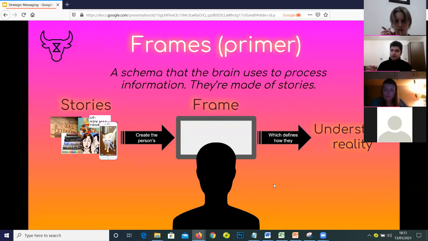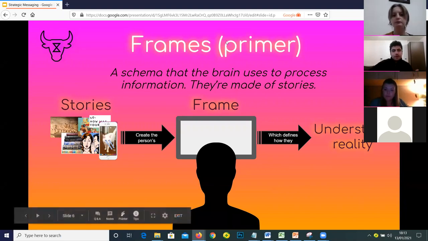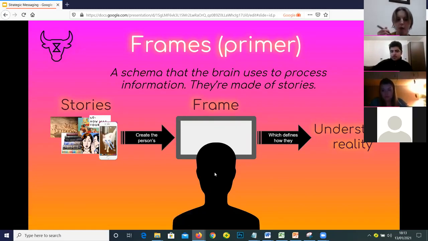And inside that frame, there's content, and that forms a schema or a data model or just some sort of interpretive process which defines how the person, or the person's frame, understands reality.